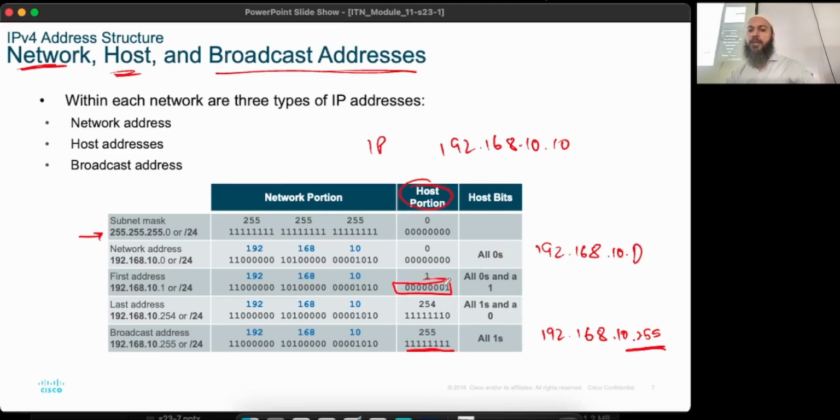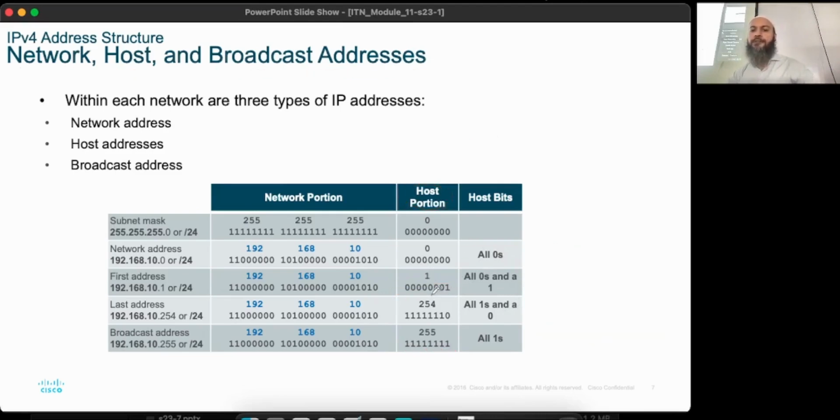So the first address that you can have, let's get rid of this. The first address that you can give to a host is this thing over here. 192.168.10.00000001. This is the first address that you can give to a host. It's a valid host address. 192.168.10.0 cannot be a host address. Why? Because it's dedicated for the whole network.